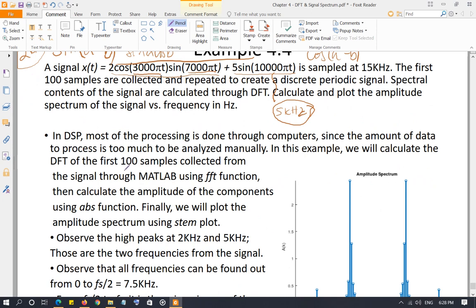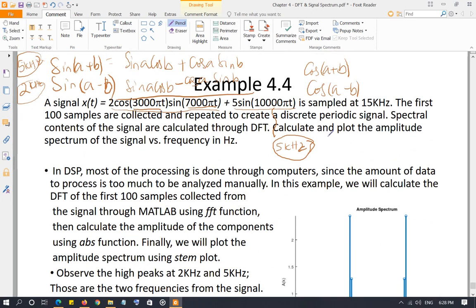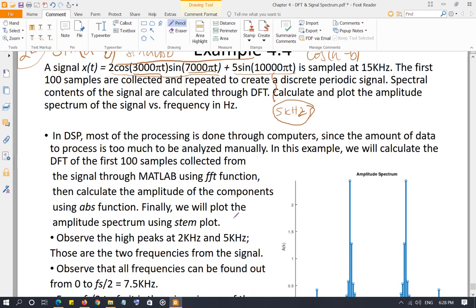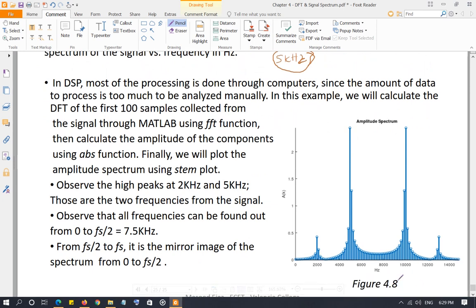When you draw the spectrum, you are taking about 100 samples from this signal, sampling at 15 kilohertz, oversampled. Of course remember, when you're taking 100 samples, you're not going to use your hand to calculate the DFT. You're just going to use MATLAB and the FFT function. So first grab the 100 samples, use the MATLAB FFT function, calculate the Fourier transform, and then calculate the amplitude spectrum using the magnitude of the Fourier transform divided by 100, the total number of components, and then plot them. So observe what you get.